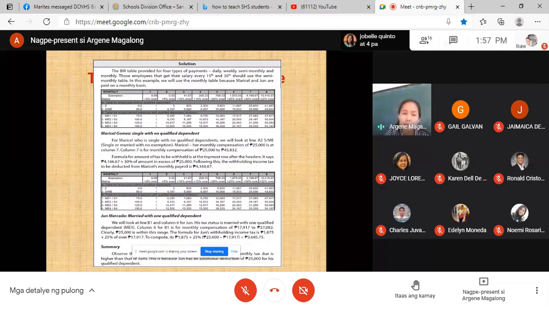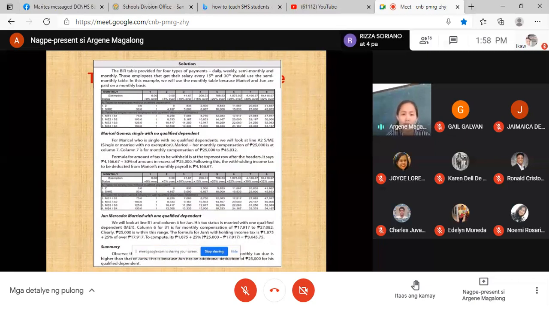So formula for amount of tax to be withheld is nandun sa topmost row ng headers ng 7. So makikita natin dyan, doon sa taas ng 25,000 sa may column 7, 4,166.67 plus yung 30% of amount in excess doon sa 25,000 na compensation ni Maricel. So ang nadideduct sa monthly payroll ni Maricel para sa kanyang withholding tax ay 4,166.67.